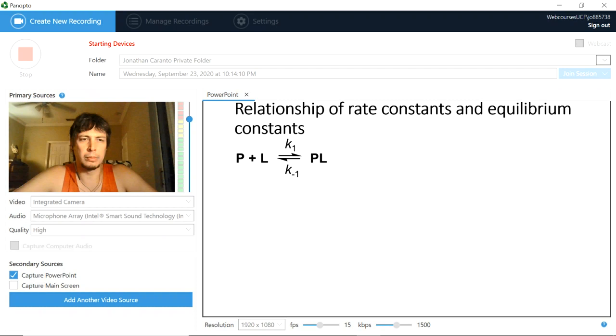In this video, we're going to look at the relationship of rate constants and equilibrium constants. So we're going to take a simple ligand binding reaction where protein P and ligand L are reactants, and they combine to form the protein ligand complex PL. There are two rate constants associated with this equilibrium reaction. The top one is k1 and the bottom one is k minus 1.